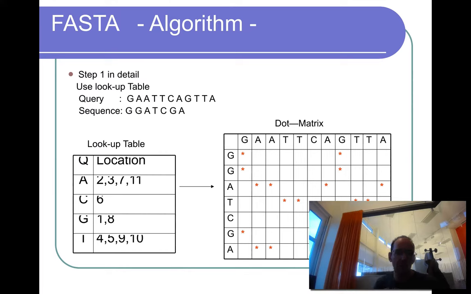In more detail, the reason why this is fast is that you can use a lookup table. You just look at the locations of all the A's and all the C's and see if they are one step apart. With the lookup table, you can make the dot matrix very fast. You don't have to go through every pair. You can just say, okay, where are all the A's, and fill it up all at once.